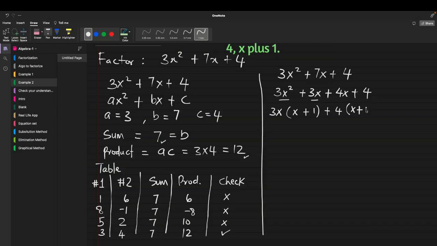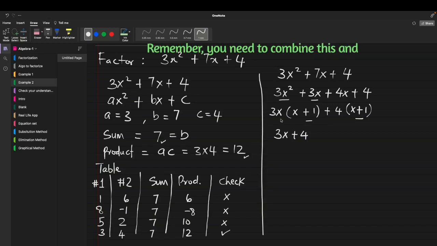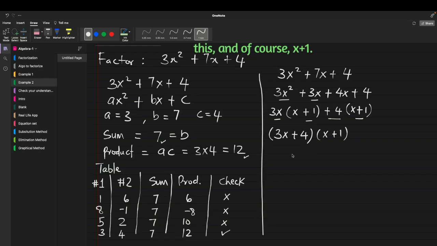x plus 1. And of course, because these two expressions in the bracket are the same, we can easily rewrite that expression as 3x plus 4. Remember, you need to combine this and this, and of course x plus 1. So definitely the factors of that expression, 3x squared plus 7x plus 4, are 3x plus 4 and x plus 1.